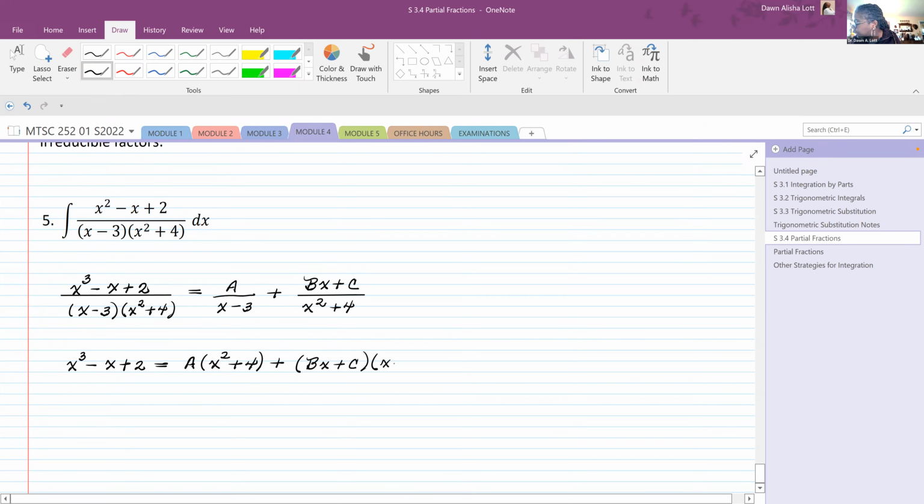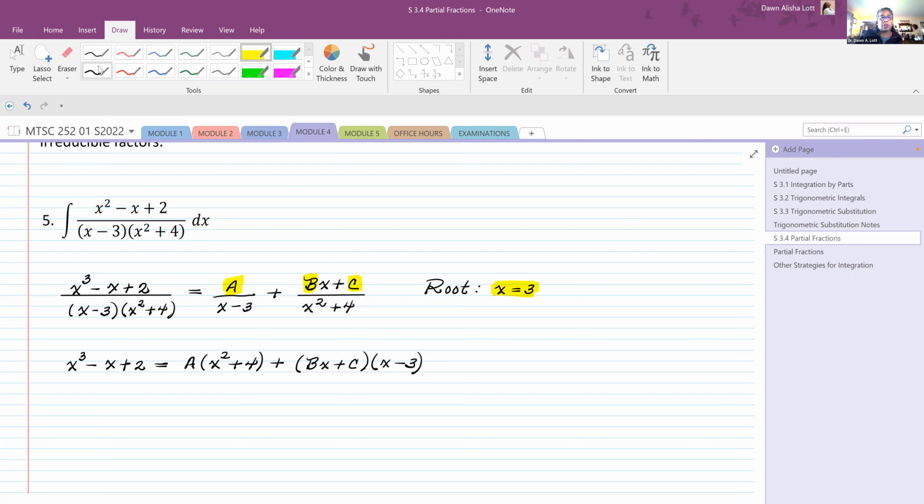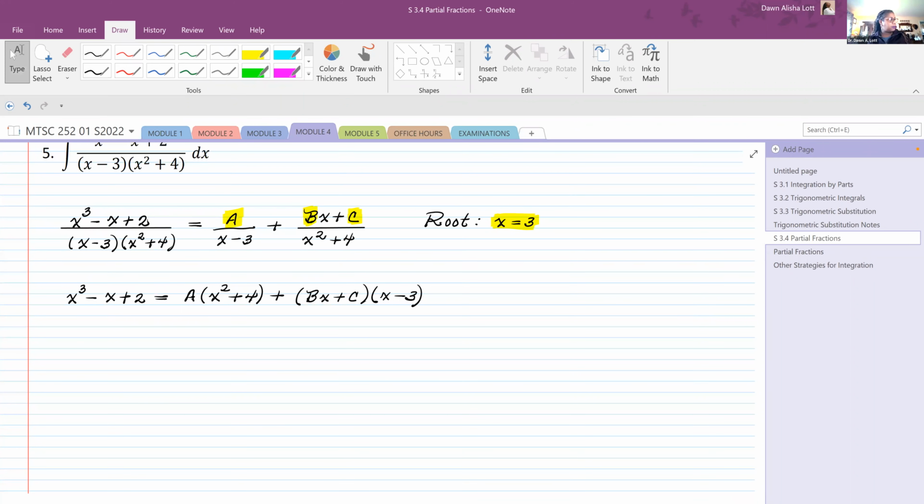times x minus 3. And as you can see, the only root that I have for this problem is x equals 3. So I have A to solve for, B to solve for, and C to solve for, but I only have one root. So that means I'm going to have to choose two other numbers in order to solve for the other two parameters.